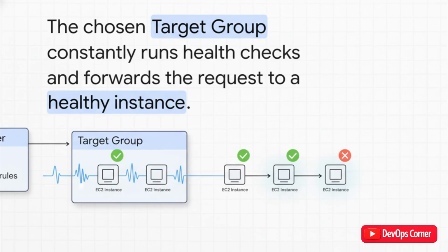So once a listener rule gets a match, it points to something called a target group. A target group is really just a logical bucket, a collection of your backend resources. And that target group has one absolutely critical job. It is constantly running health checks against all of its registered targets. So when it gets a request from the listener, it already knows which instances are healthy, and it forwards the request to just one of them.